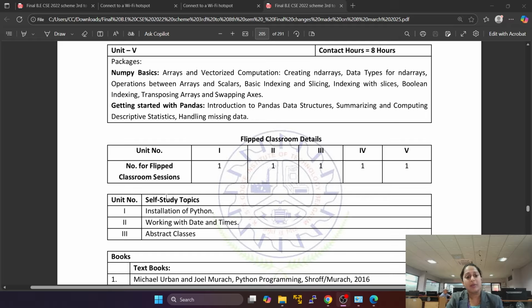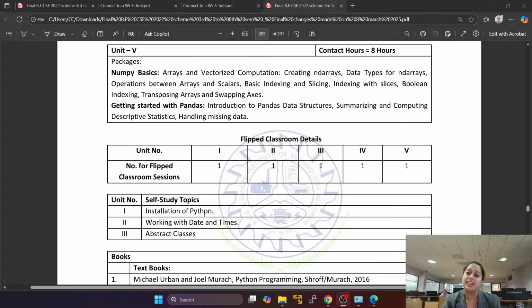Now, apart from these flipped class sessions, we have self-study topics. Installation of Python, how to install Python. These topics have to be studied on your own. So the first one is installation of Python. How are you going to install Python? That you are going to study on your own.